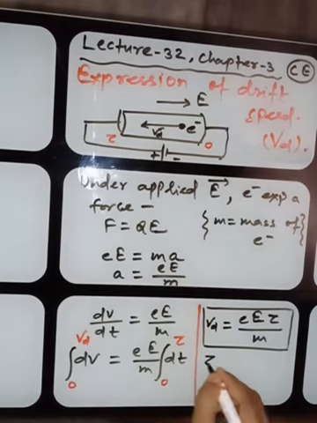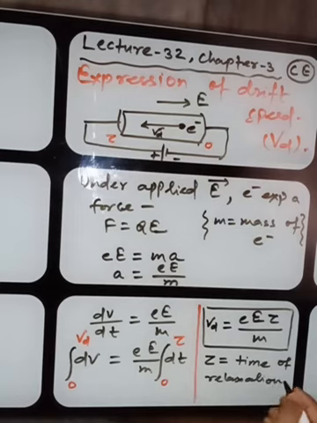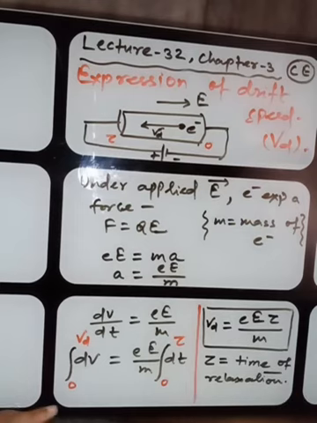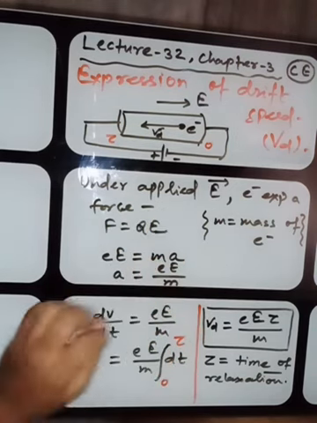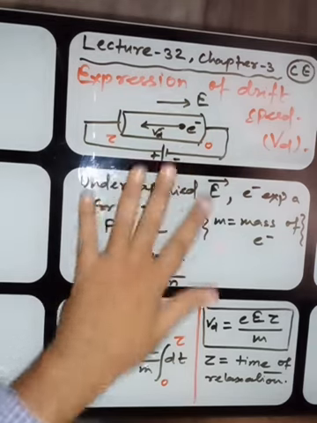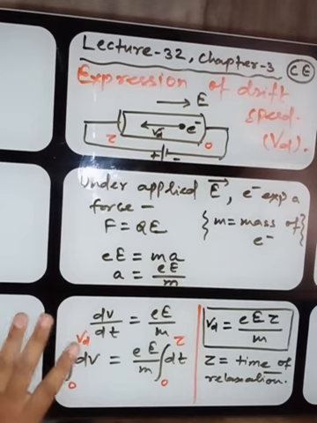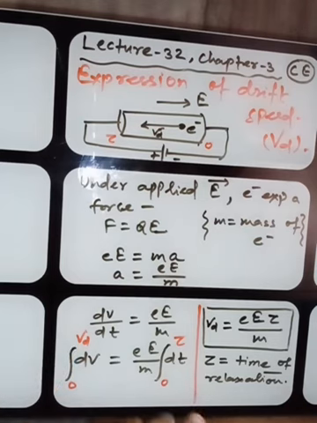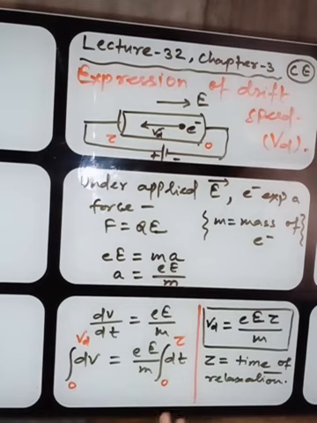Now about this tau, the time of relaxation. What does the time of relaxation mean? You can write the definition of the time of relaxation, my dear students: the average time between two successive collisions. You can say it is the average time to move through the particular sample of the conductor. So tau is the time of relaxation, the average time between two successive collisions we are considering here, and this is the simple derivation of drift speed.